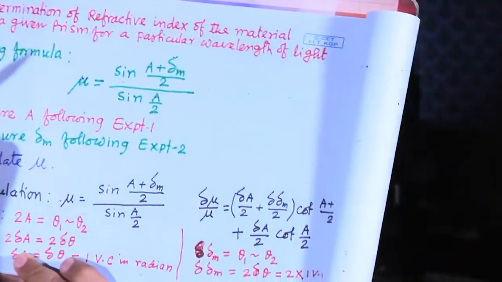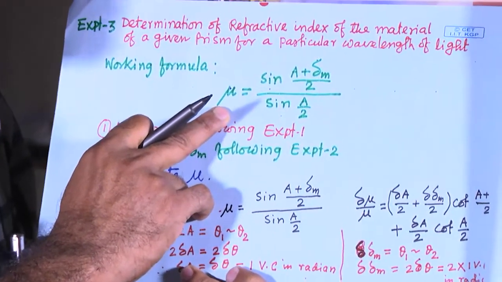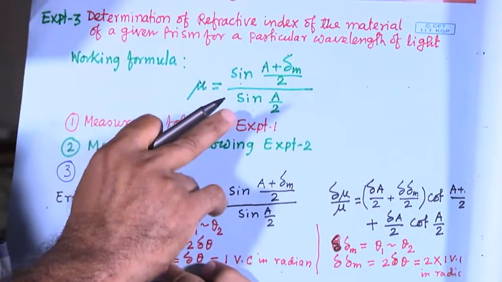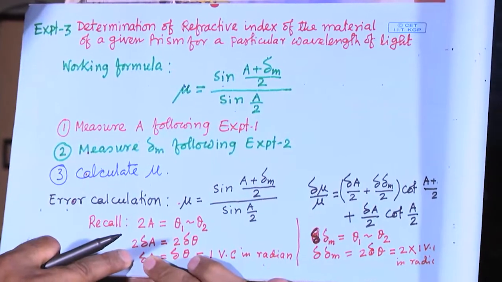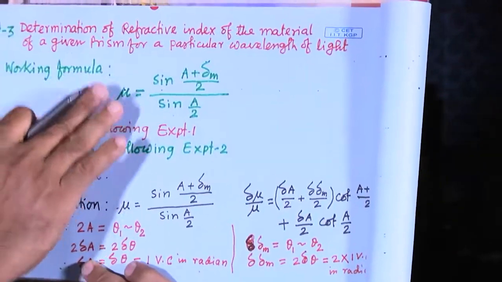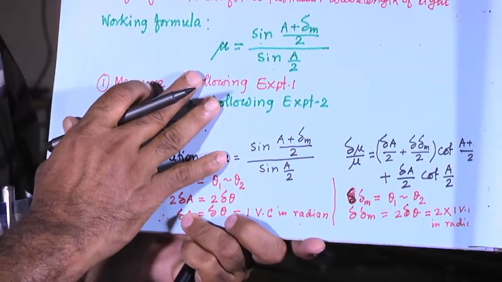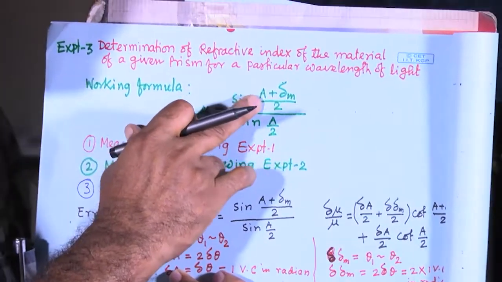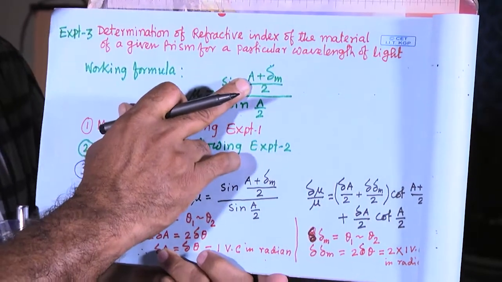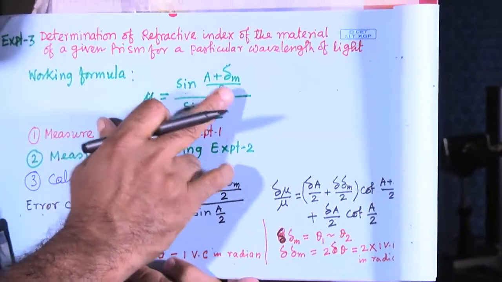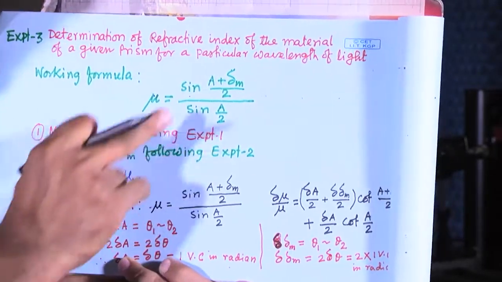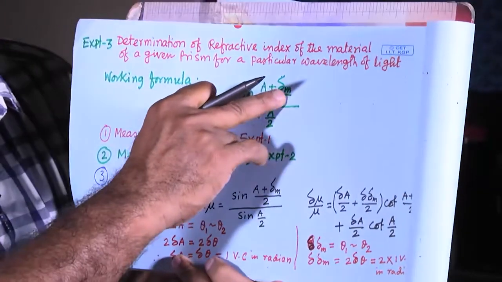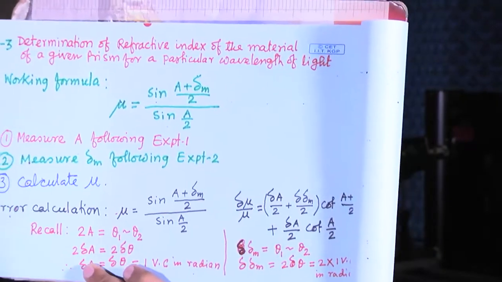So the working formula: mu, the refractive index, is equal to sin((A plus delta m) by 2) divided by sin(A by 2). This is the working formula for this experiment to find the refractive index. To get the refractive index, I have to know the angle of the prism and also the minimum deviation of the prism. The angle of the prism does not depend on the wavelength of the light, but the angle of minimum deviation depends on the wavelength.